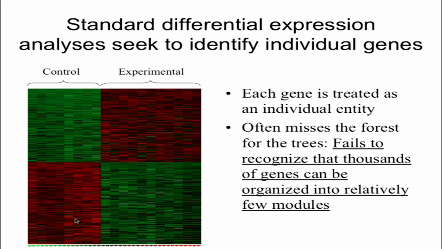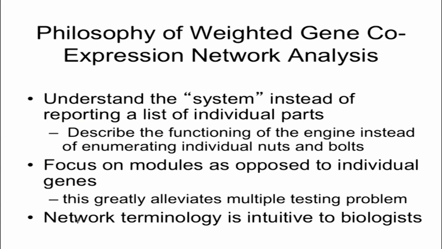So the philosophy underlying weighted gene co-expression network analysis is to really focus on higher order terms. It's a systems biologic approach where we focus on gene modules as opposed to individual genes. This focus on gene modules also has the great benefit that it alleviates the multiple testing problem. Instead of relating every single gene, or each of the 50,000 transcripts, to disease status, we may relate as few as 50 modules to disease status.